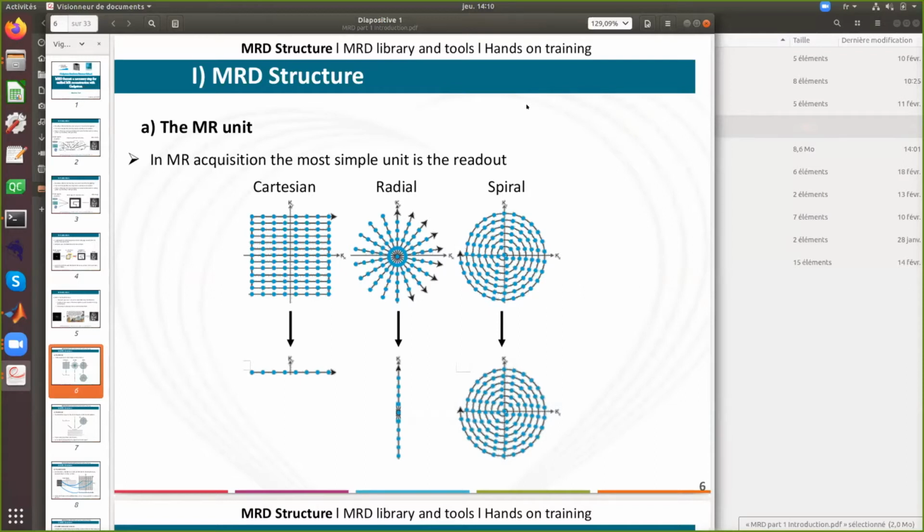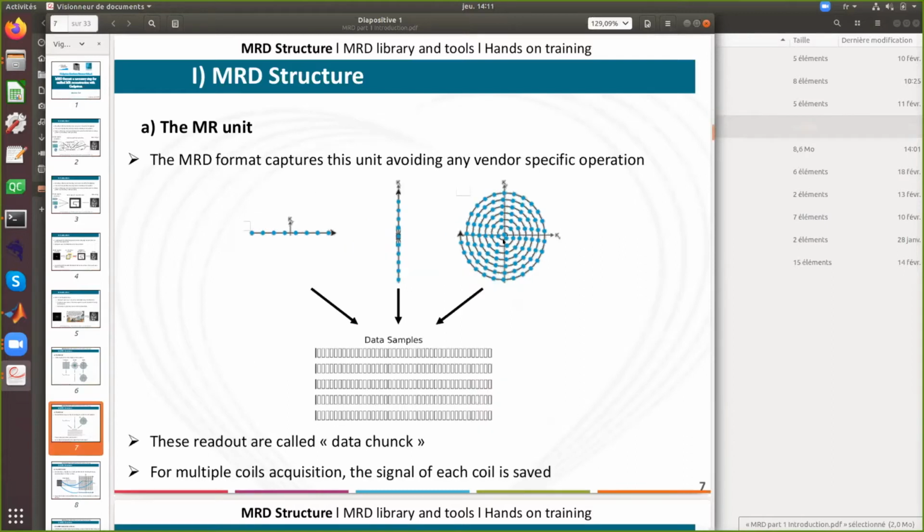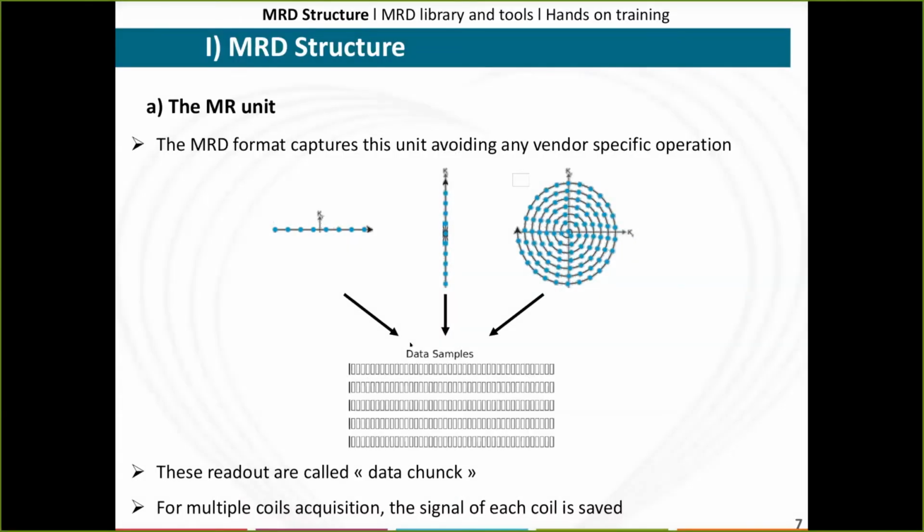Okay, so basically, we know that in MR acquisition, the simplest unit is the readout. In Cartesian, it's just a line, like this. In radial, it's also a line, and in spiral, you have a more complex pattern. The MRD format will capture this unit to avoid any vendor-specific operation. And we will directly store this unit into the data sample here, which we also call a data chunk. For multiple coil acquisition, the signal of each coil is saved.